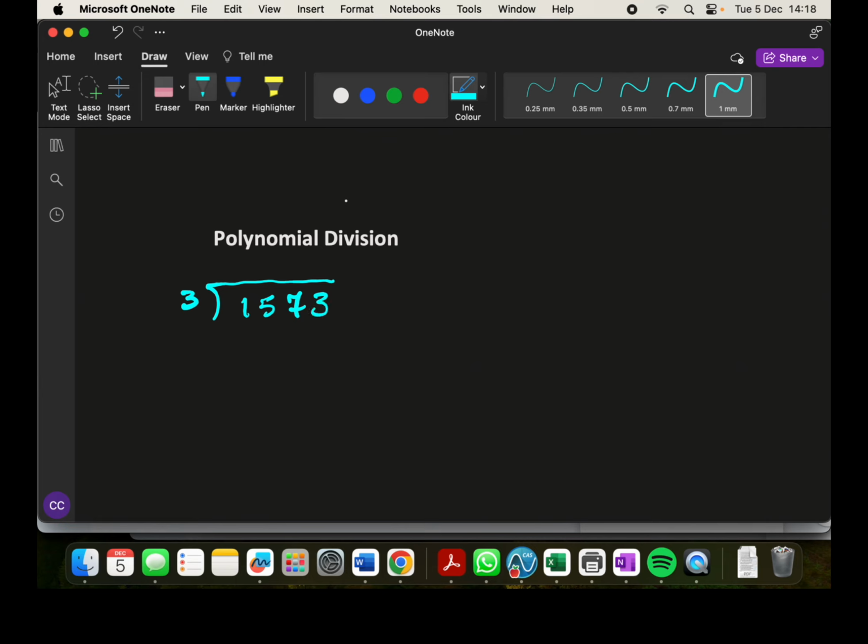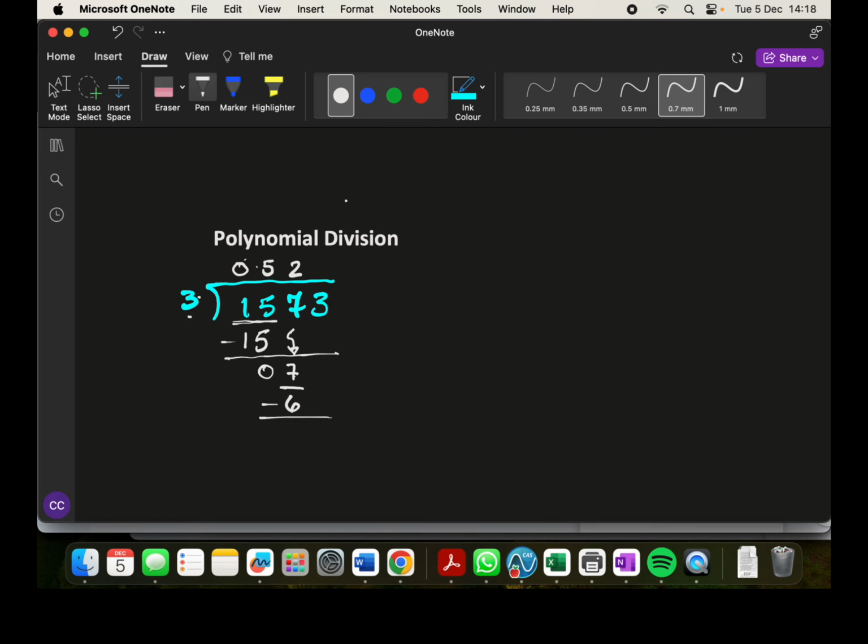So if I was to divide that into there, what I would do is I would first ask myself, how many times does 3 go into 1? Well, it goes in 0 times. So then I say, how many times does 3 go into 15? Which is 5 times. And then I do 5 times 3, and I'm going to subtract that from there. And I get a 0, and I bring down my 7, and I say, how many times does 3 go into 7? It goes in twice, and 2 times 3 is 6.